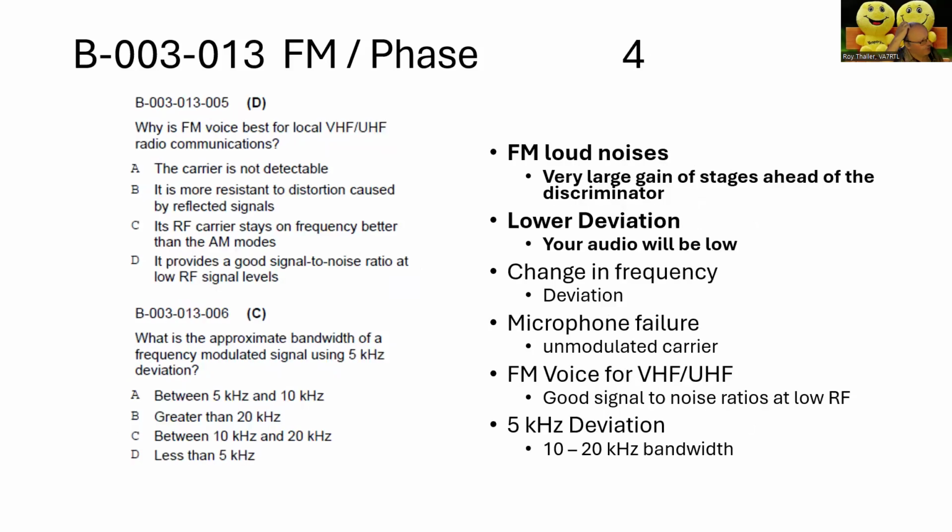Why is FM voice best for local VHF, UHF radio communications? The answer here is D, because it produces a good signal to noise ratio at RF signals. What is the approximate bandwidth of a frequency modulated signal using a 5 kilohertz deviation? So the answer here is between 10 kilohertz and 20 kilohertz bandwidth.